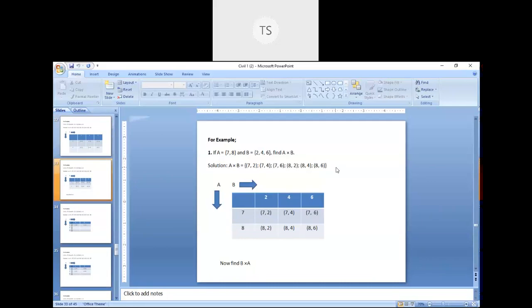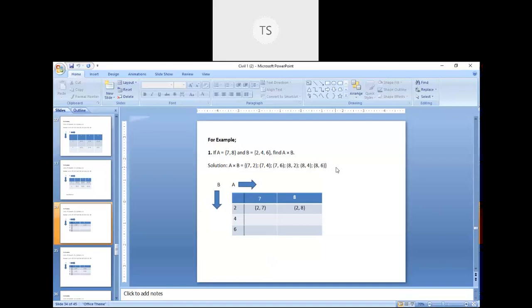Now next we will find B cross A with the same method. So for this, what he has done, he has changed one thing. Can you notice the change? See, the first table, A is written in the vertical line and B in the horizontal line. And in the second one, he has changed B into the vertical, A into the horizontal. So vertically he has written 2 4 6 and horizontally he has written 7 and 8.